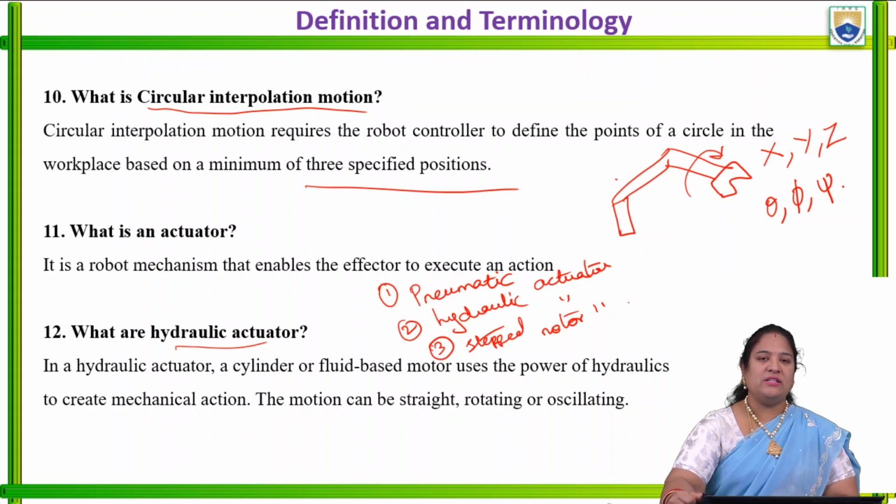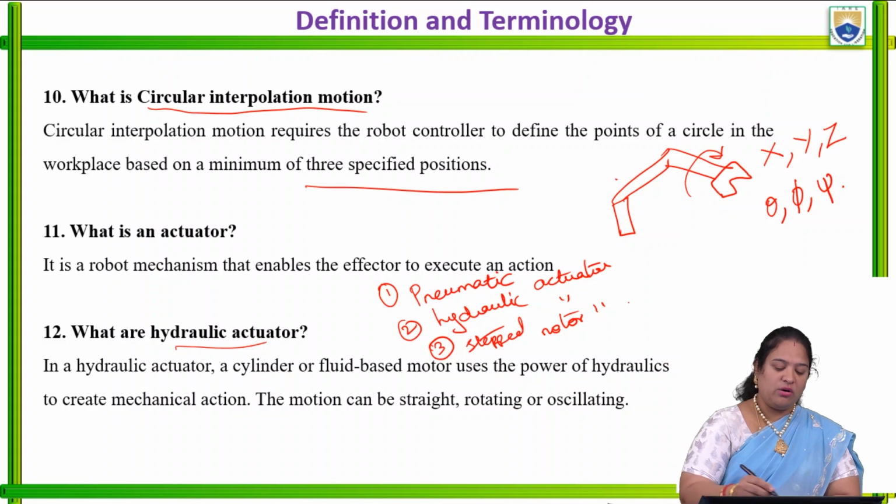Whereas in the hydraulic actuator, the working principle is based on fluid, whether it is a fluid or an oil. As the oil or the fluid is sucked inside the engine cylinder, the pressure created within the cylinder pushes the piston in the forward direction, due to which the robot's manipulator will start moving. That is known as the hydraulic actuator.